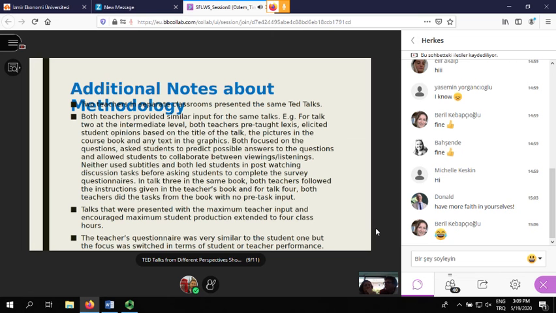If we did actually do the maximum input, sometimes I found we were running to 4 class hours to actually cover one of these TED Talks, which may seem a little excessive. There's a note at the bottom here about the teacher questionnaire being similar to the student one, which we've already mentioned.